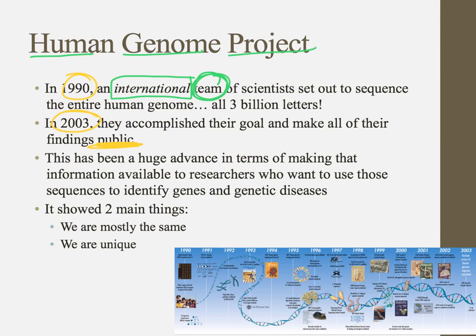And it showed 2 main findings, okay? They sequenced the genomes of many different people because we're all different, and what they found were 2 things. One was that we're mostly the same. Between 2 humans, 99.9% of those base sequences were absolutely identical. So we're mostly the same, but at the same time, we are all unique, that no 2 individuals outside of identical twins shared the same base sequences.